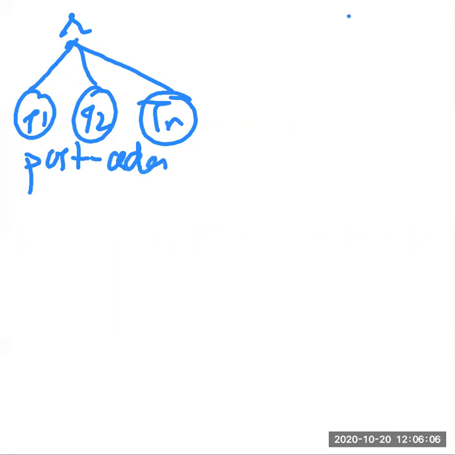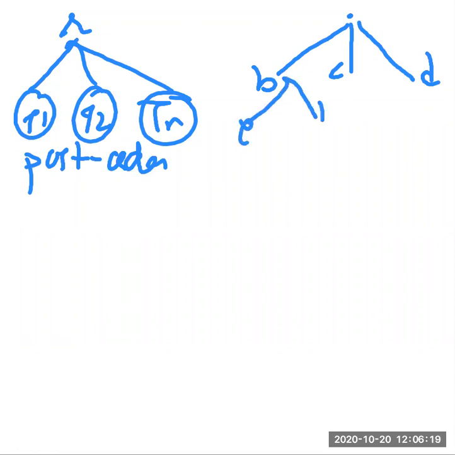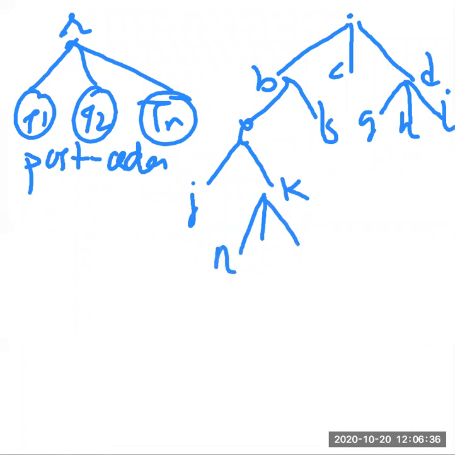So let's do it for the same tree again. So A has B, C, D. B has E and F. D has G, H, and I. E has J and K. K has N, O, P. G has L and M.